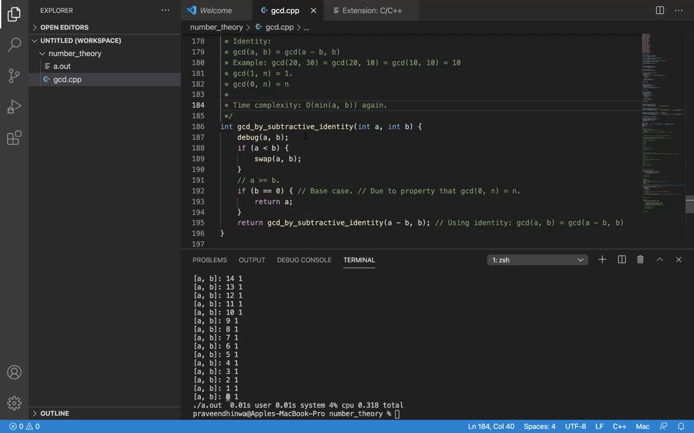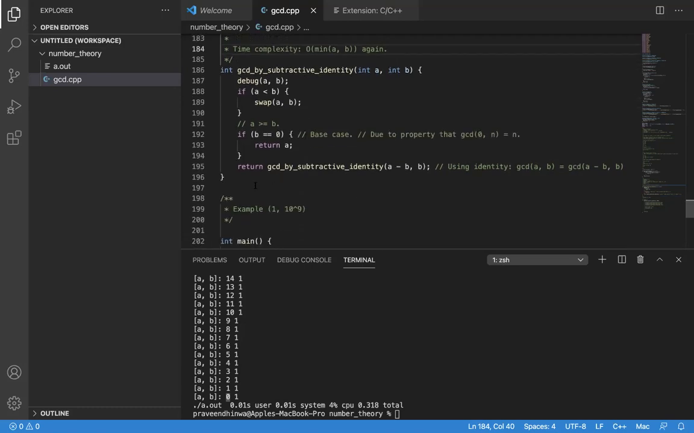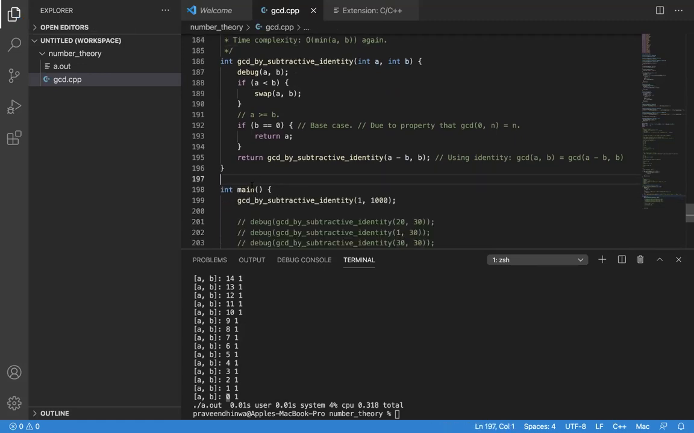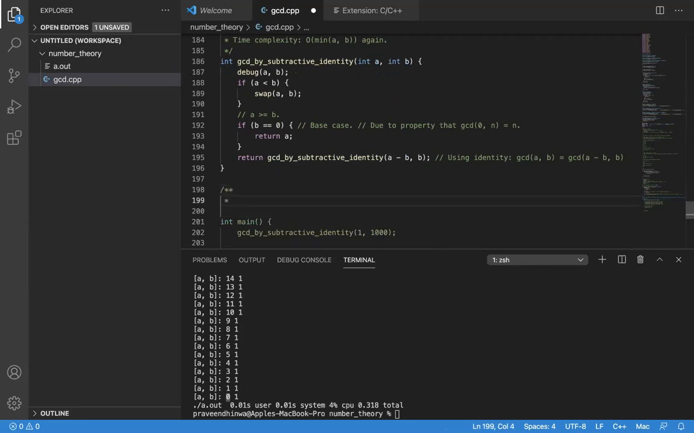So this program is a step in maybe the right direction, but this will not work for a lot of test cases. If I had, instead of 1 comma 10 power 9, it will take 10 power 9 steps. So if I make multiple queries of this GCD by subtractive identity, this won't run in time. So how can we make this function faster?